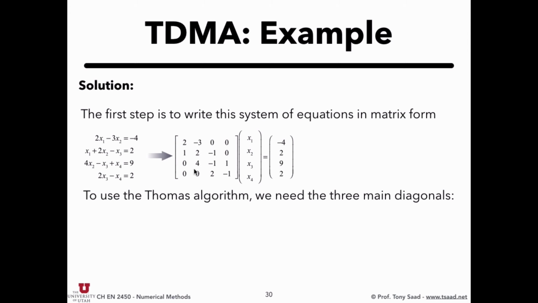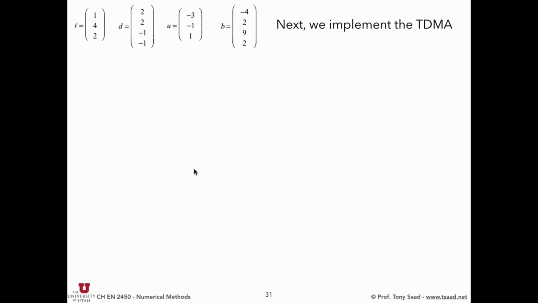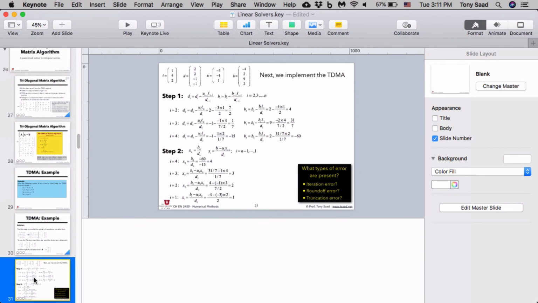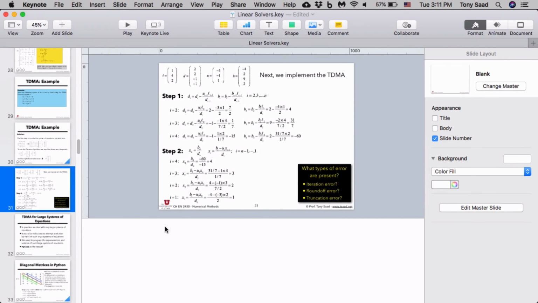So let's start by just using the Thomas algorithm to solve this system and verify that our solution was, what was it? Hold on. The solution was 1, 2, 3, 4, right? So that was the solution, just 1, 2, 3, 4. Okay, so let's try to do this.